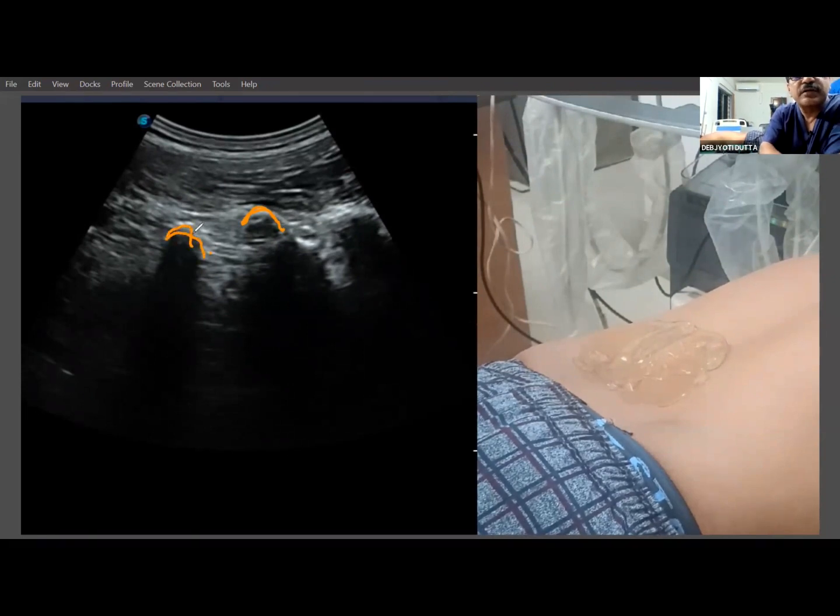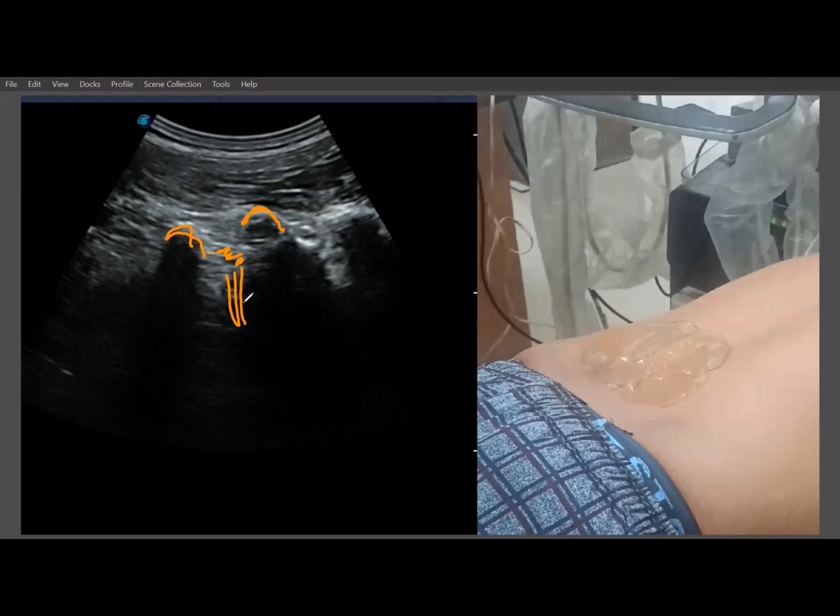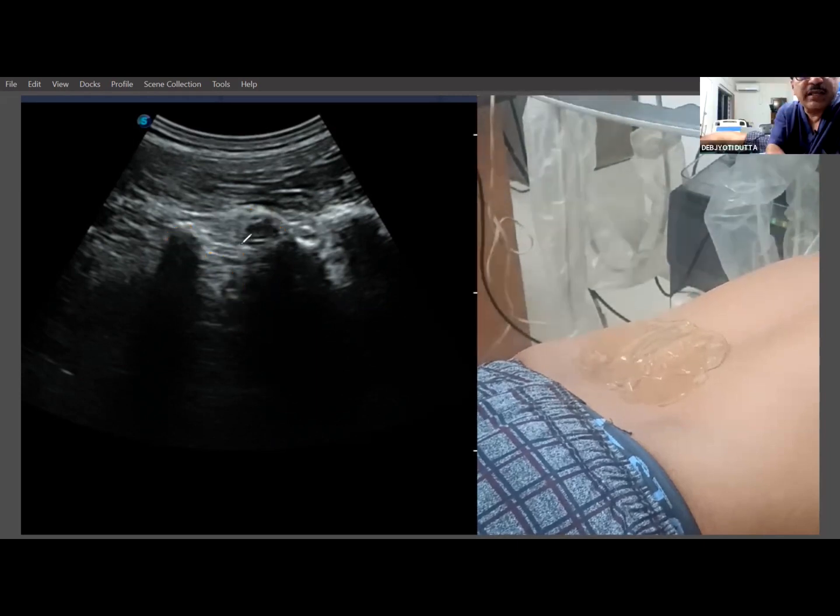This is your transverse process view. And here you can see the nerves, and the vessels anterior to the nerves, and the acoustic window through which we can see the disc as well. So here we can do the transforaminal epidural in-plane technique in this angle.